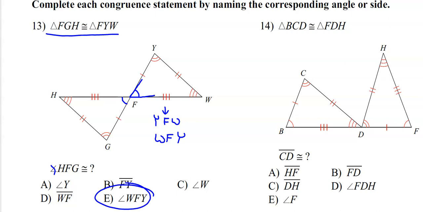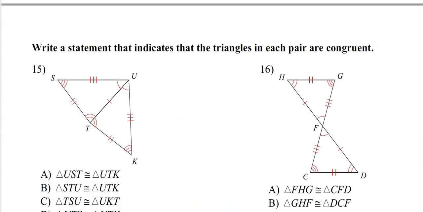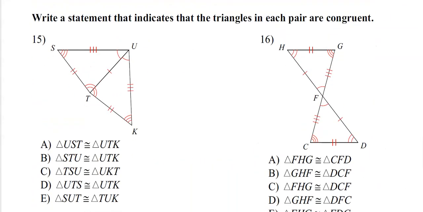14, I'm trying to figure out who side CD is equal to. So side CD has the 2 arcs. So that's got to match up with either DH or HD. C. Keep on going. Write a statement. So now we've just got to put the letters in the right order. This should be easy peasy.